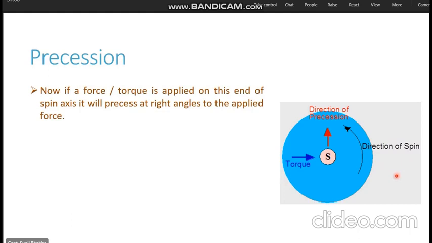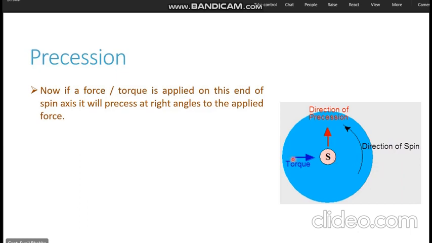Now let's imagine that we apply a force and we apply it to the south end of the spin axis. This blue color arrow which you see here is the force or torque being applied to the south end of the spin axis. Now if this was a normal object, the spin axis will move in this direction only. In the direction of the blue arrow, it will move in this same direction only if it was a normal object. But since this is a free gyroscope, it is not going to move in this particular direction.